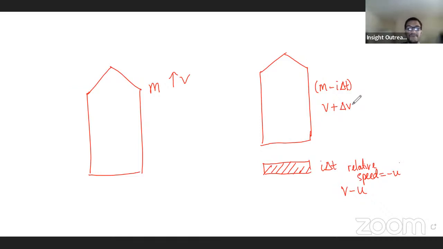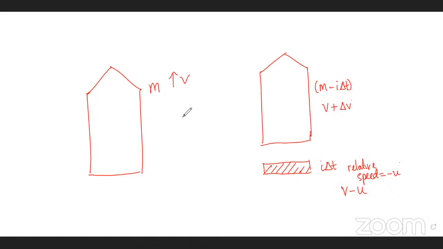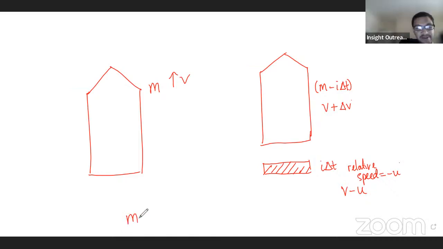So this is launched at u relative to the original speed, a bit before. So what principle did you say is conserved? Did anyone remember what we said was conserved? Momentum. So the momentum before was mv, and what's the momentum afterwards?